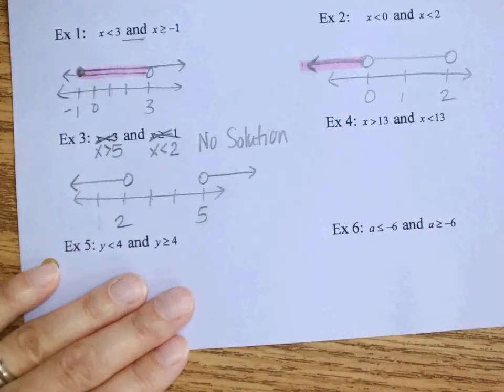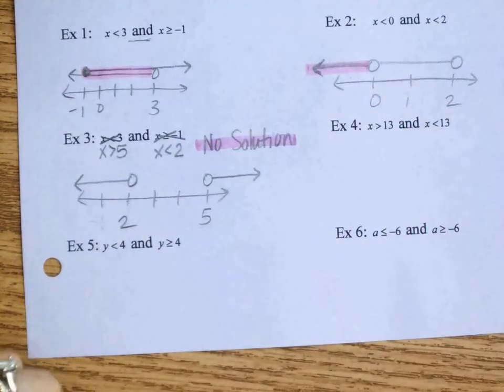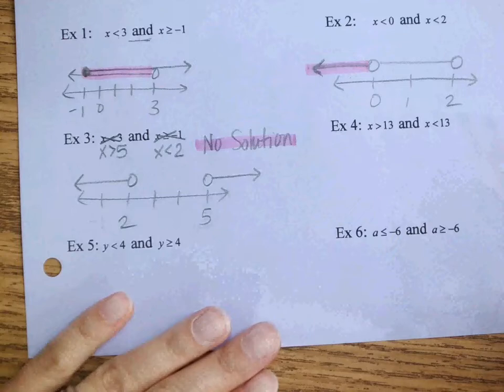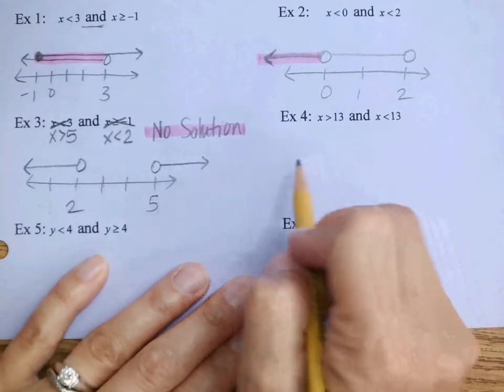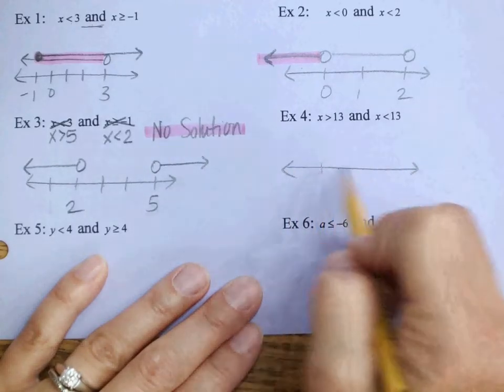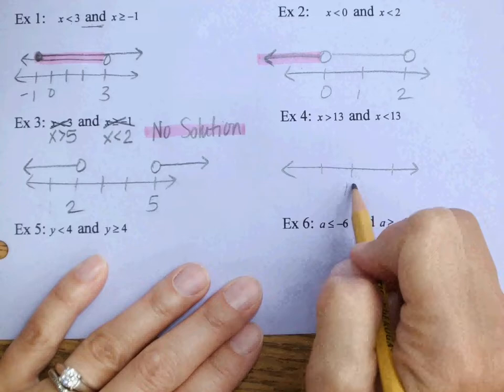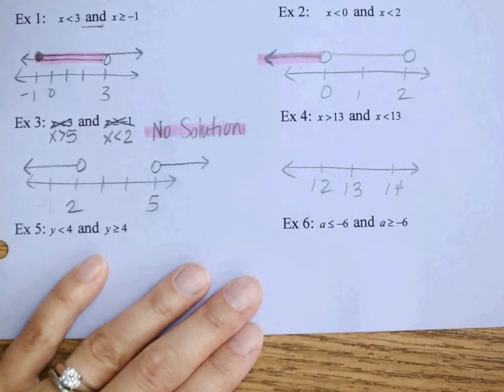Okay, and so I'm going to go ahead and highlight that since that is my answer. On example number 4, x is greater than 13 and x is less than 13. So I'm going to draw my number line. And we have to, like I said, you have to have at least 3 numbers. So here's 13, 14, and 12.